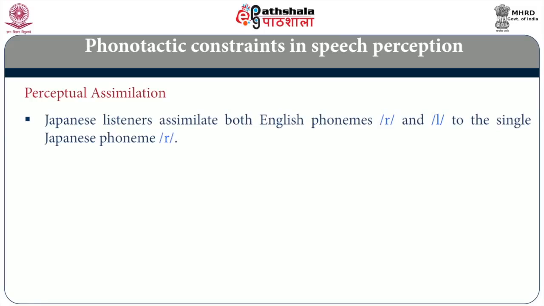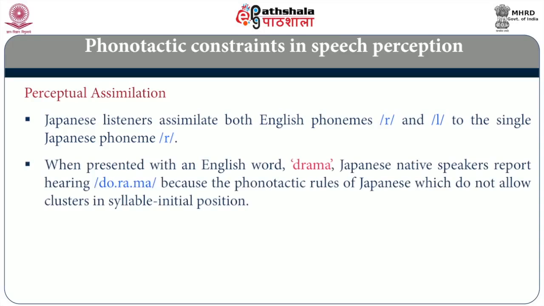There is perceptual assimilation. You may have heard that Japanese listeners and speakers don't make a distinction between r and l. To them, when somebody is saying r and l, they have only one percept, right? It's perceived as r. But what happens when they hear drama? When Japanese people hear drama, they report hearing do ra ma. They insert do. The d and ra cannot come together in Japanese.